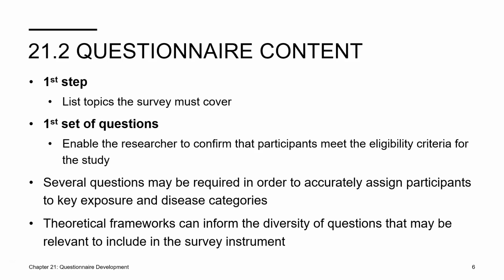The GAD is a survey, the Generalized Anxiety Disorder questionnaire that has multiple questions related to that. There's also a PHQ, a personal health questionnaire that measures depression, and you can get that questionnaire with 2 or with 9 questions. And so there may be multiple questions needed to assign people to that disease category. And theoretical frameworks can inform the diversity of questions that may be relevant to include in the survey instrument. So a good example of this is a model called the health belief model that you may have heard in your other classes.